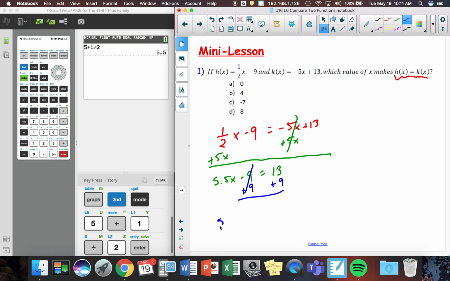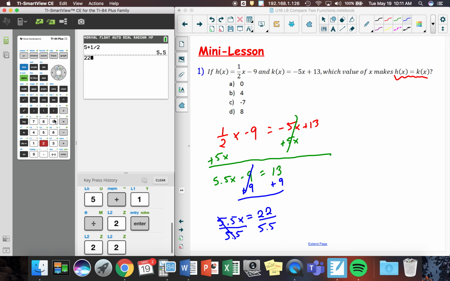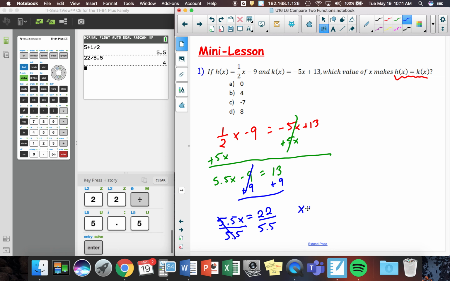We get 5.5x equals 13 plus 9 is 22. And then the last step, we divide by 5.5 on both sides. So 22 divided by 5.5. And that gives me 4. So x equals 4. And there's our answer.